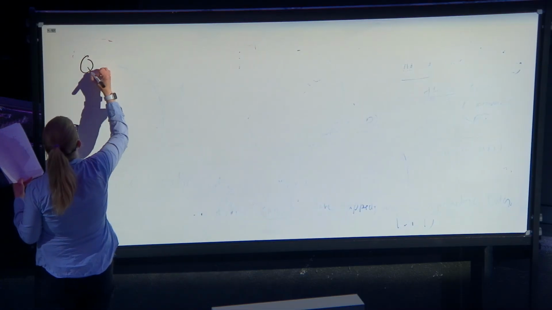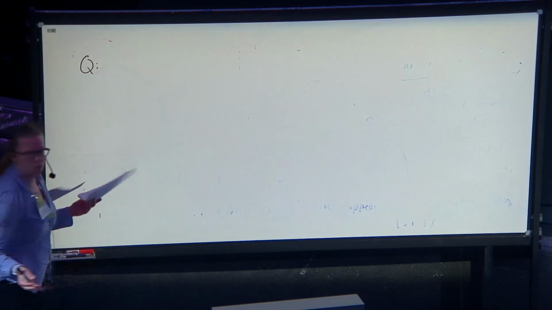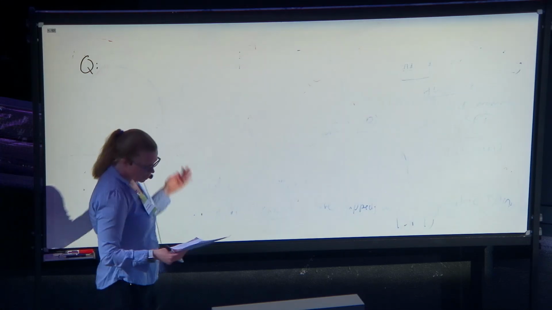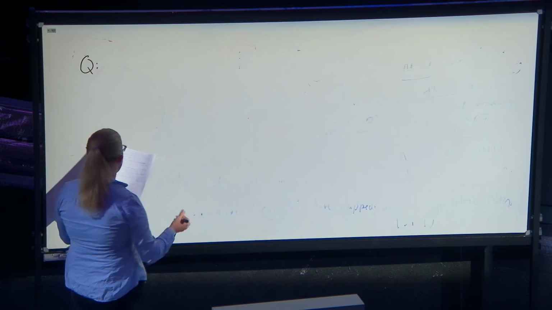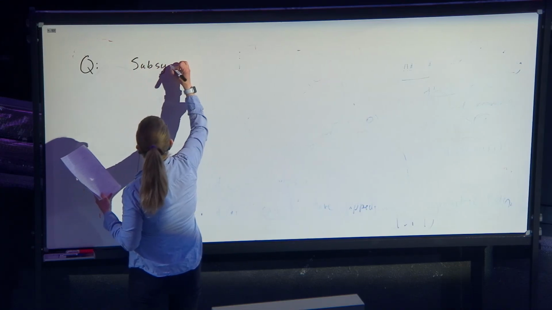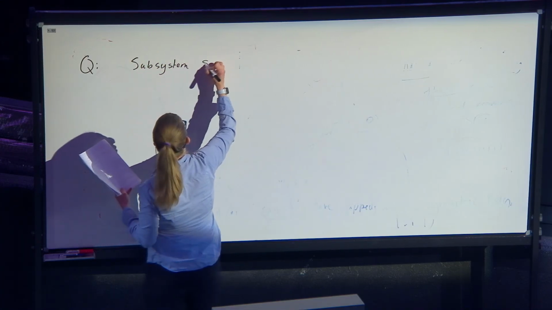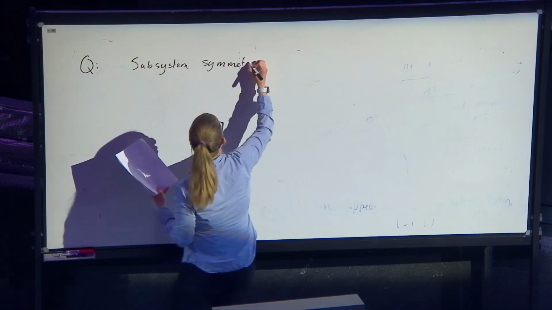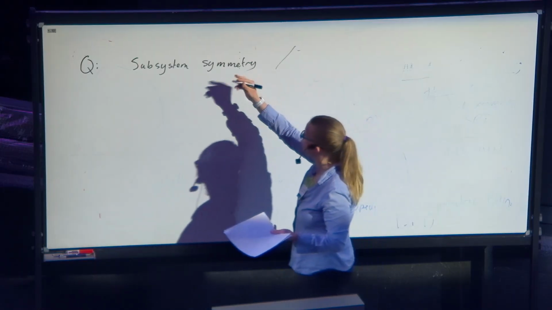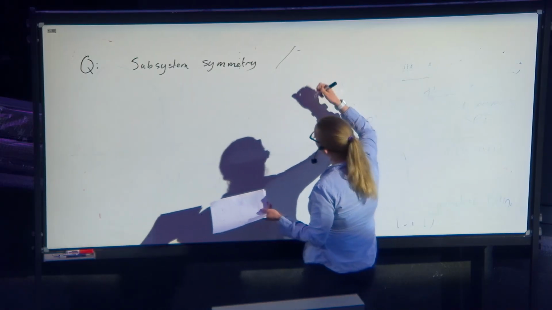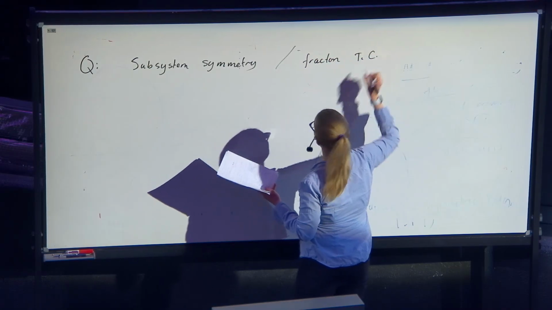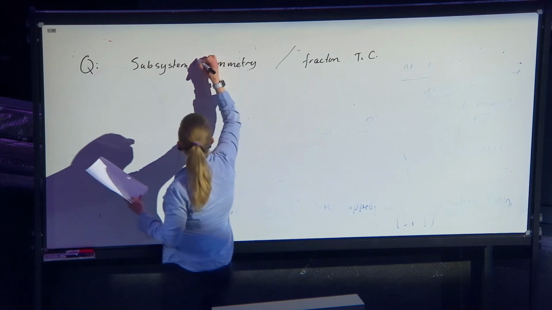So now I would like to take this beyond the context of ordinary symmetries and topological orders and talk a little bit about subsystem symmetry, subsystem global symmetry instead of our ordinary 0-form global symmetry, and fracton topological order instead of ordinary topological order.